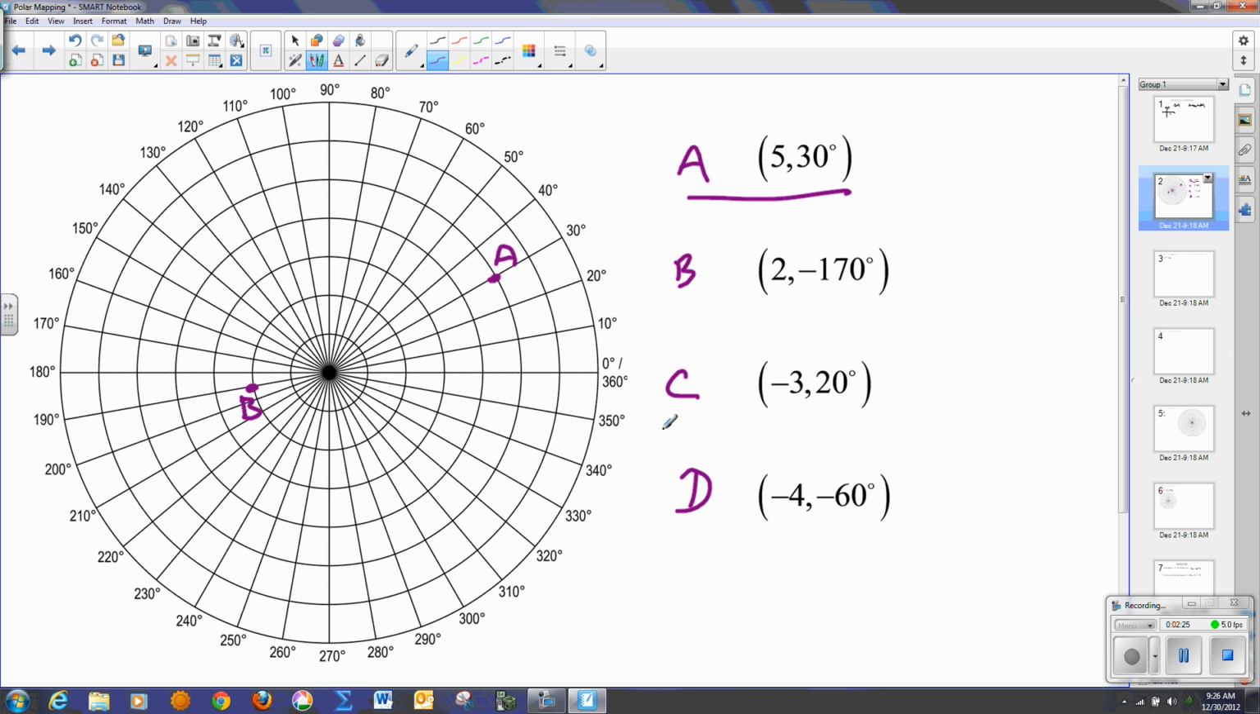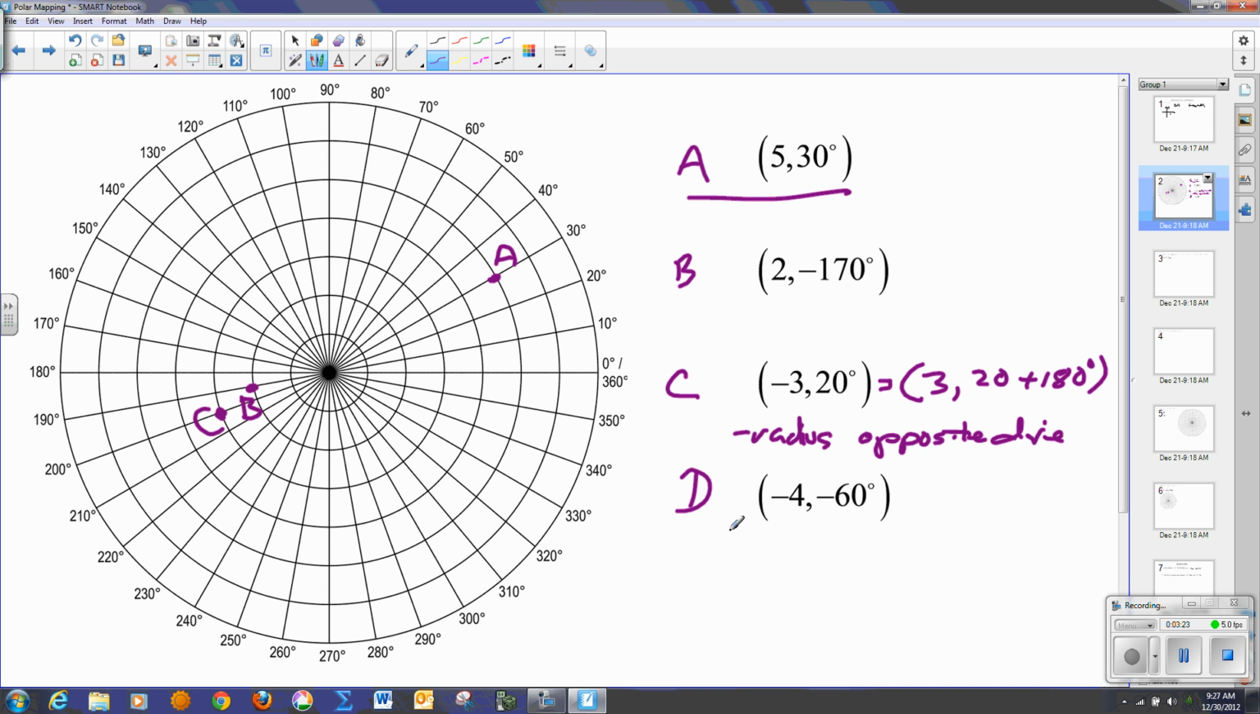If I have (-3, 20), I think we talked about this a little bit before in terms of vectors. The same applies here. The negative radius means travel 180 degrees more, or go in the opposite direction. So really what we have is a 3 and a 20 plus 180 degrees. So in this case, we'd go out 1, 2, 3, and we'd go around 200 degrees. So that puts us here, and that's C.